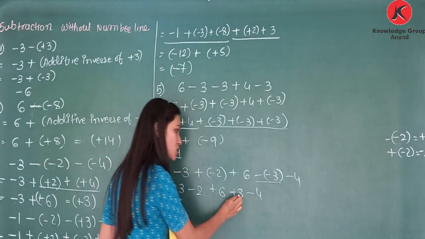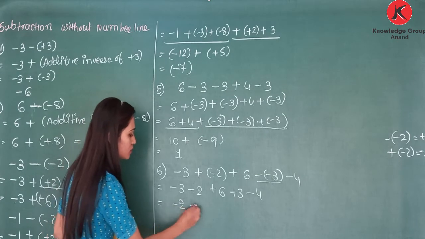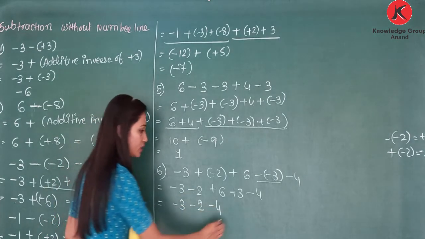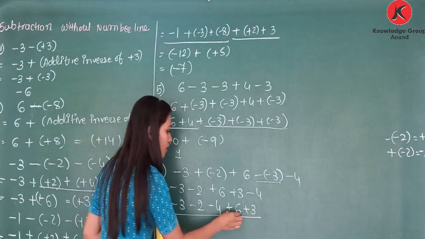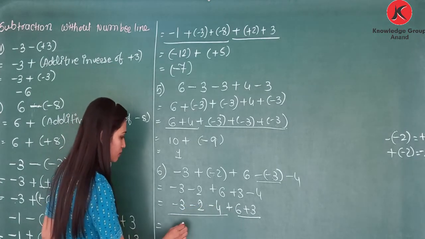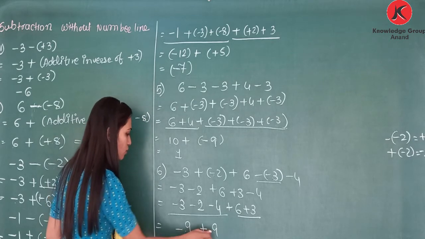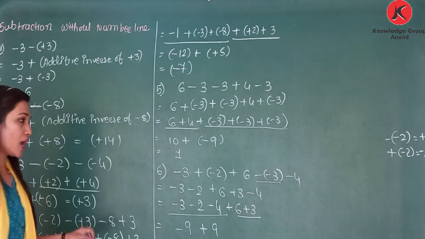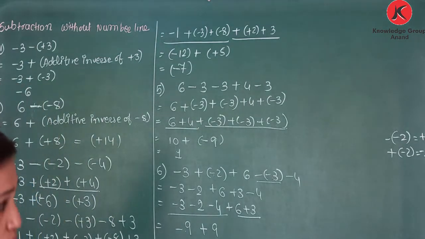Both are negative, so it is +2. Now combine the negative numbers. -3, -2, -4. These 3 are negative. These 3 are positive. So here 3 plus 2 plus 4, that is 9, but negative, and here it is +9. 1 negative, 1 positive, to subtract, so it is 0. Clear? Without writing additive inverse, you can also solve the example. Let's take some more example here.